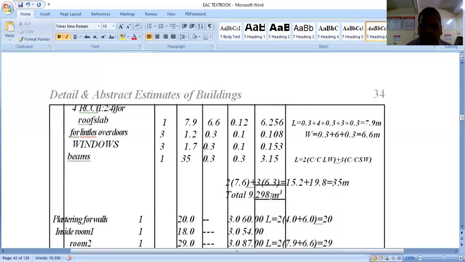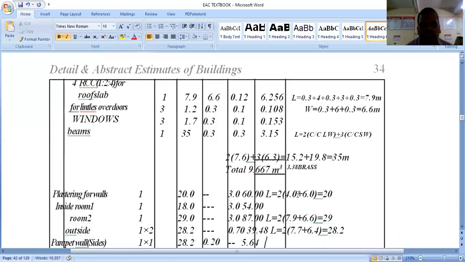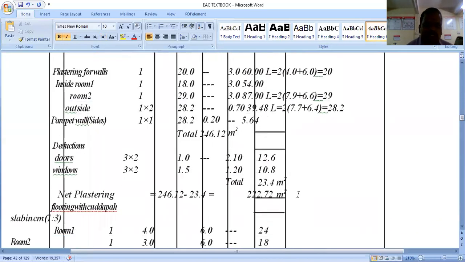So the total is 9.667 cubic meter. It is also very easy. Now we have considered it in cubic meter. We'll just try to convert it into brass. So 9.667 cubic meter divided by 2.83 will be 3.38 brass. In this manner, you have to just go on calculating the quantity of RCC items.